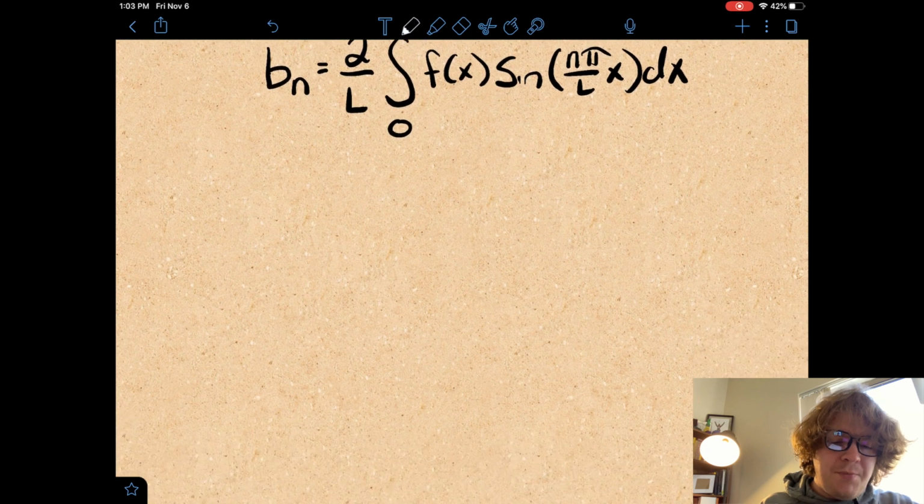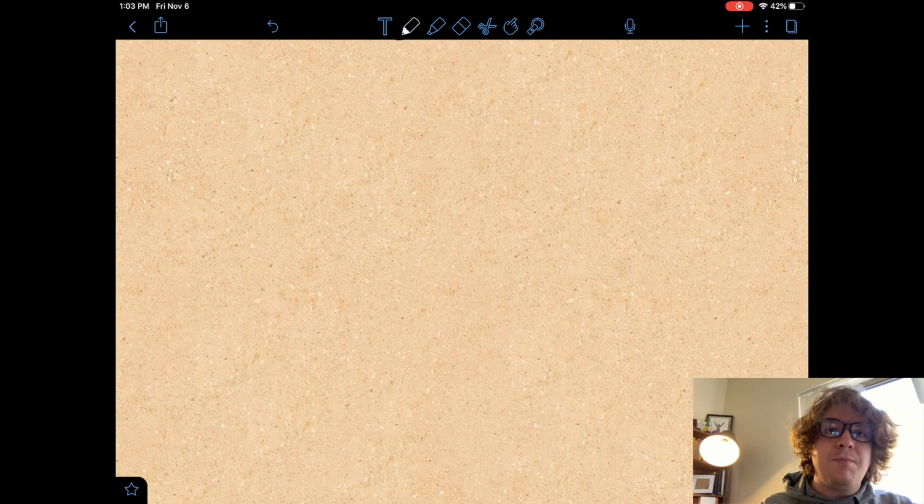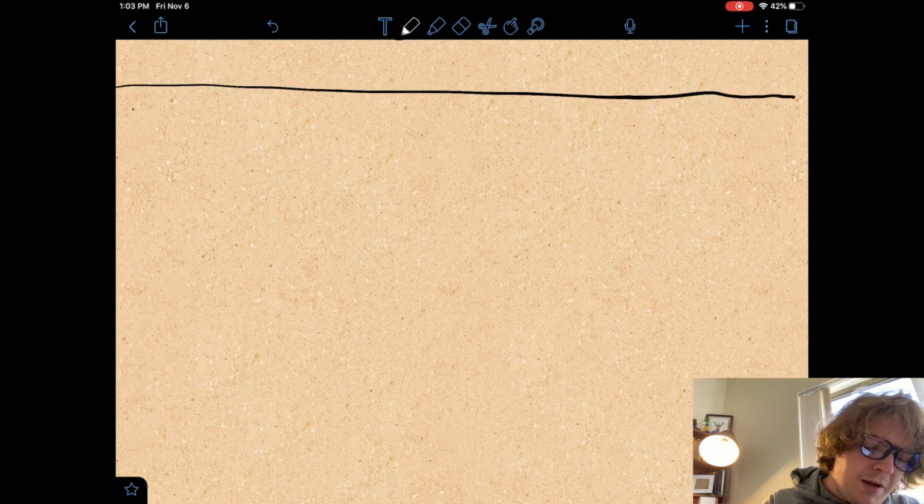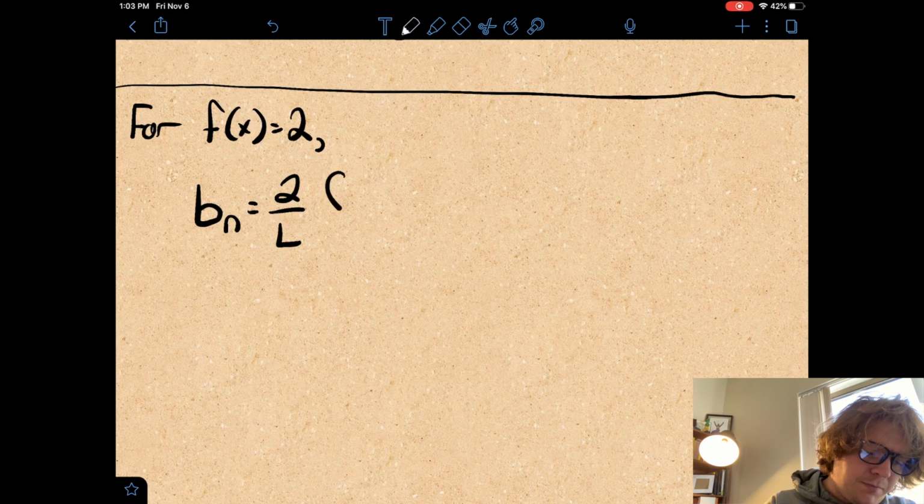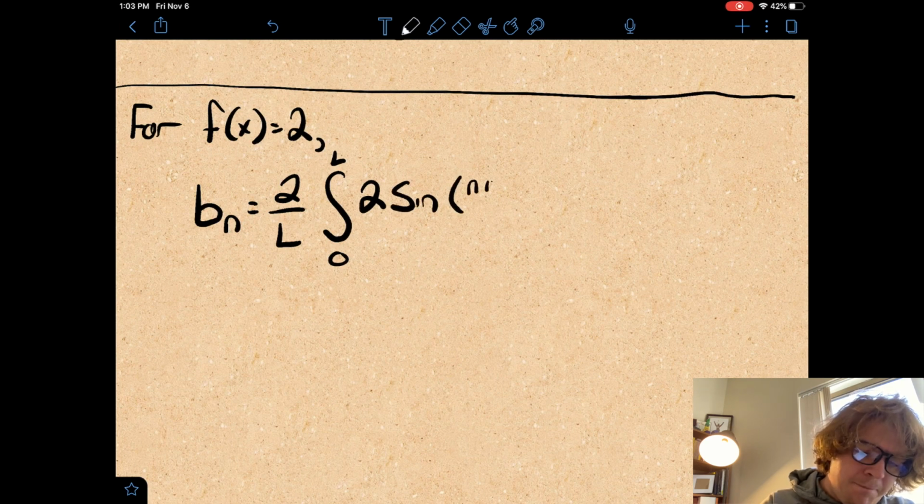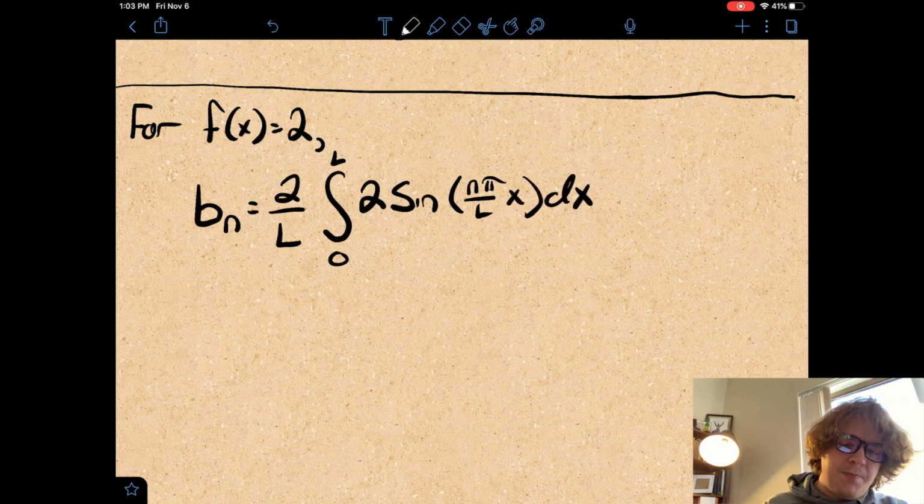Let's look at the example function that I gave you earlier. I gave you a pretty simple one. I said for f of x equals 2, our b sub n's are going to be equal to 2 over L times the integral from 0 to L of our function 2 times sine of n pi over L times x dx. Fair enough. So let's think about how we'd integrate this.